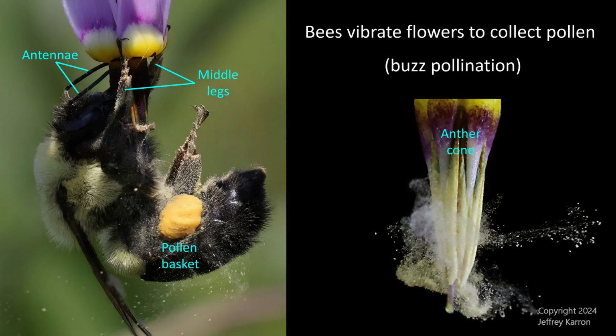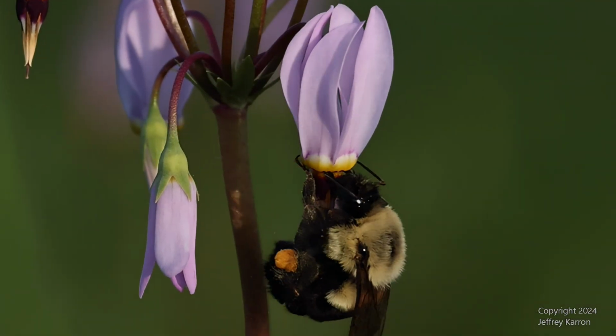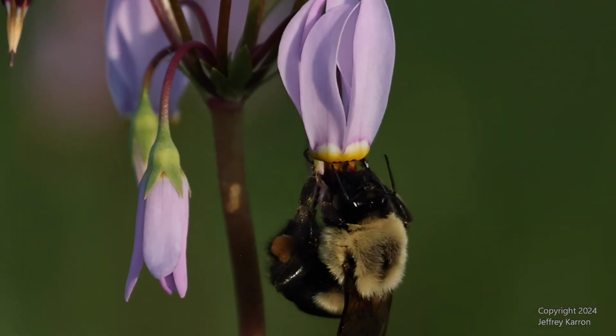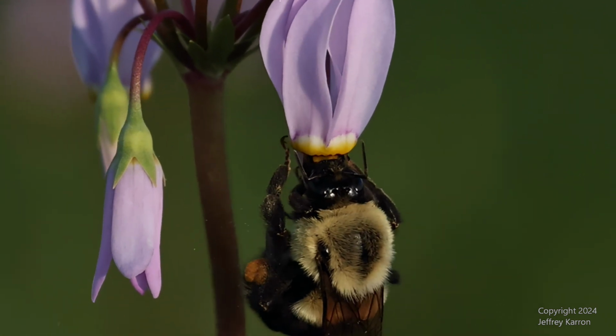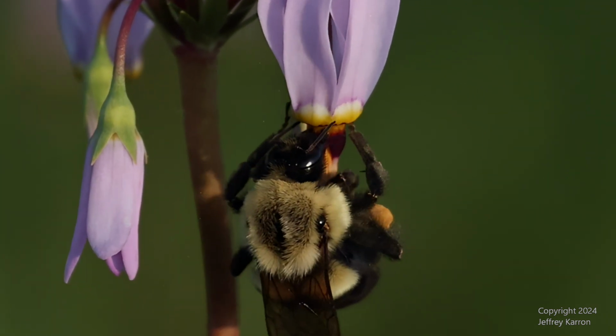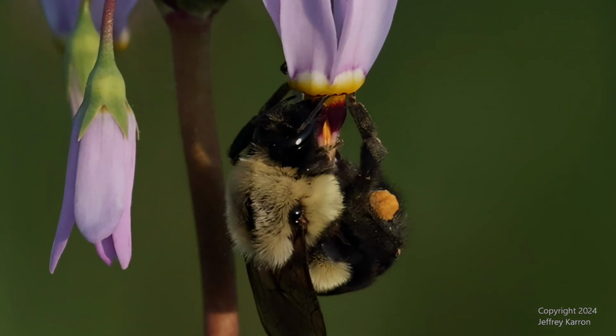A bee collects pollen from shooting star flowers by rapidly vibrating the anthercone. This causes hundreds of thousands of pollen grains to be released explosively onto the underside of the bee. To remove pollen from the flower, the bee grabs hold of the anthercone with her front and middle legs. She also bites the cone with her mouth parts.